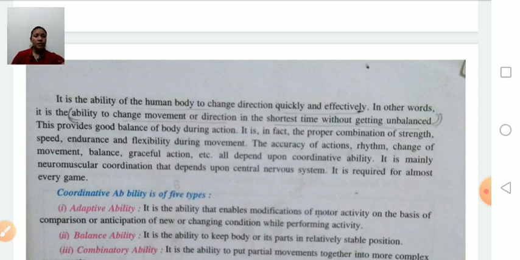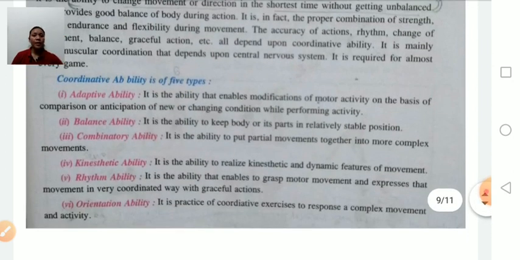There are six types of coordinative ability: adaptive ability, balance ability, combinatory ability, kinesthetic ability, rhythmic ability, and orientation ability. Adaptive ability is the ability that enables modification of motor activity on the basis of comparisons or anticipated changing conditions while performing the activity.